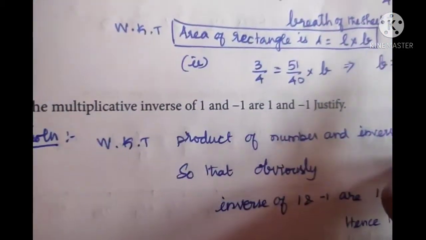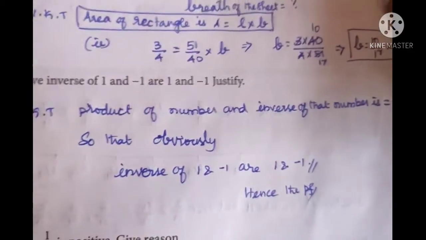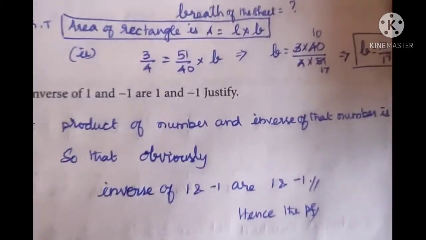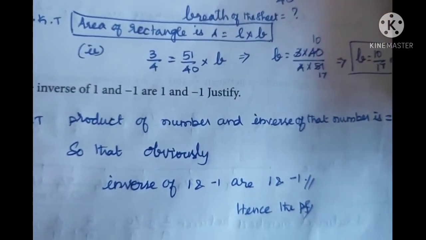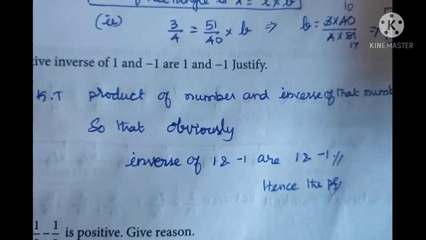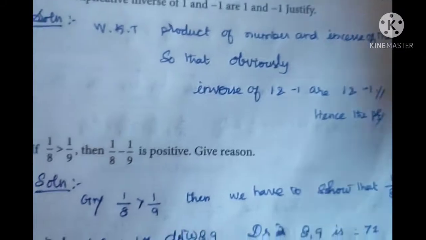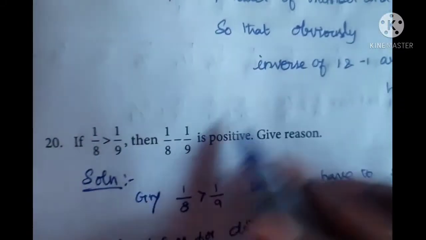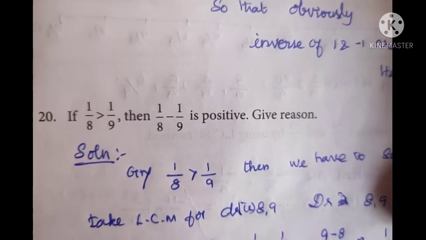The multiplicative inverse of 1 and minus 1 are 1 and minus 1. Justify the answer. Solution. We know that the product of a number and its inverse is 1. So obviously the inverse of 1 and minus 1 are 1 and minus 1. Hence the proof.